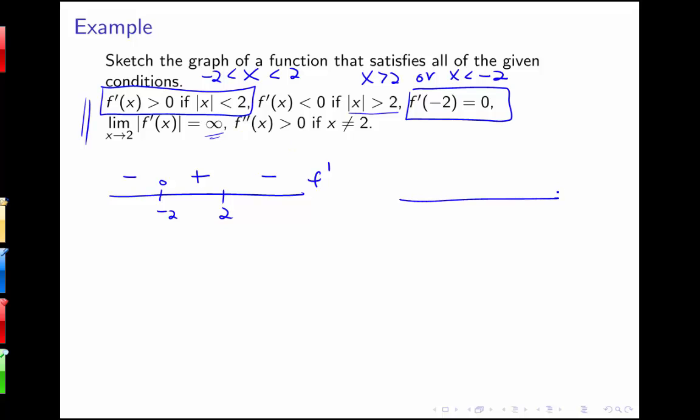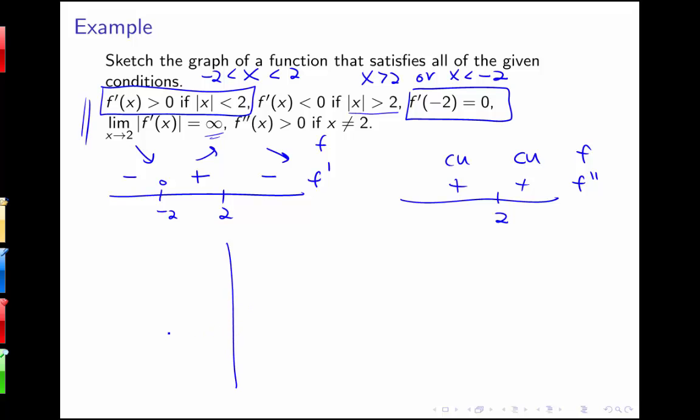And we also have information here about the second derivative being positive everywhere except at 2. So it's concave up everywhere except at 2, which may be a place where our function is not defined. And then we know that f here is decreasing, increasing, and decreasing. So with this information, we'd want to try to get a sketch of our graph.